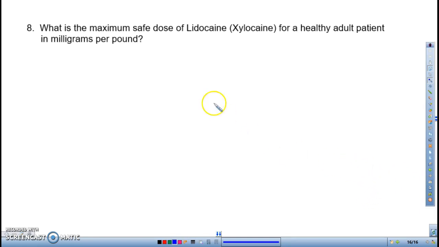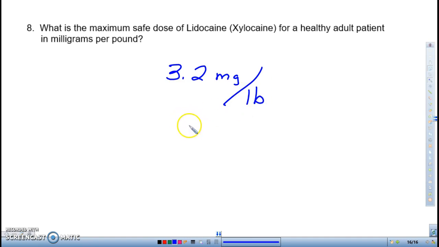All right. Number 8. What's the maximum safe dosage of lidocaine for a healthy adult patient in milligrams per pound? There's no calculations here. I just got that off the chart. I don't even know why I included it in this video.